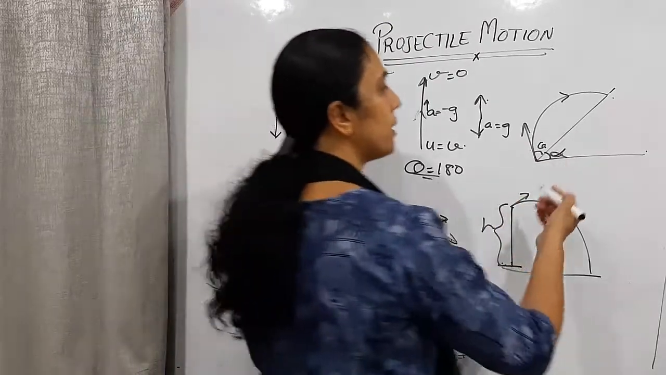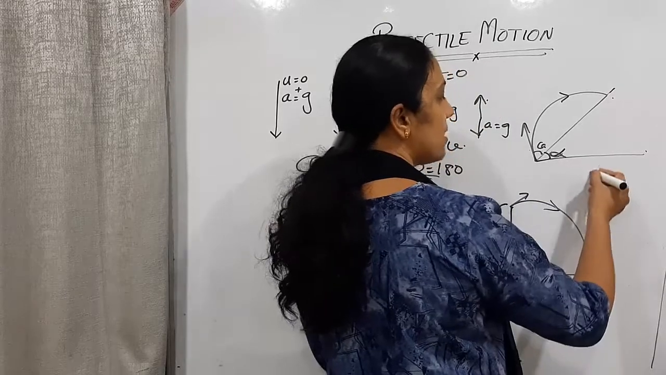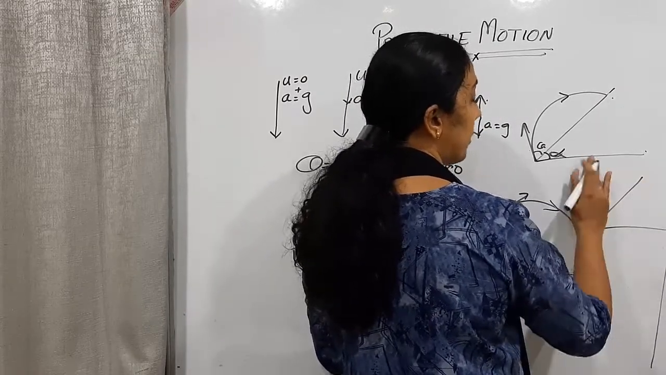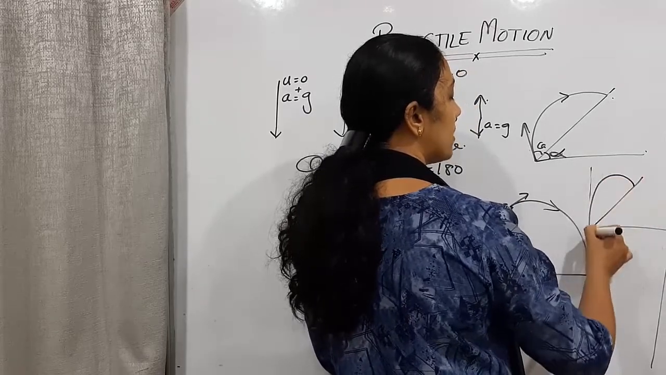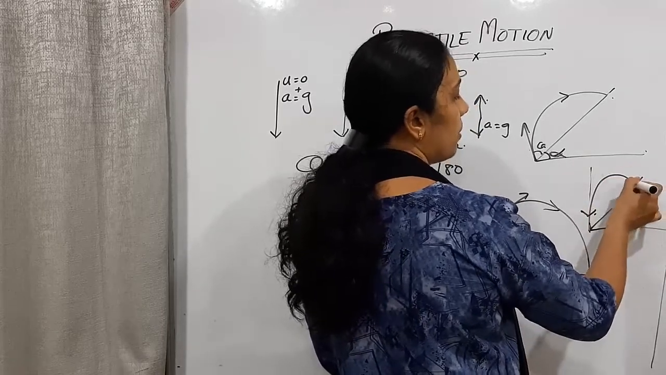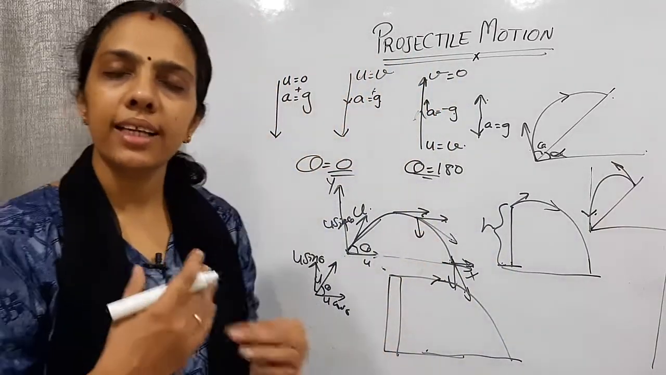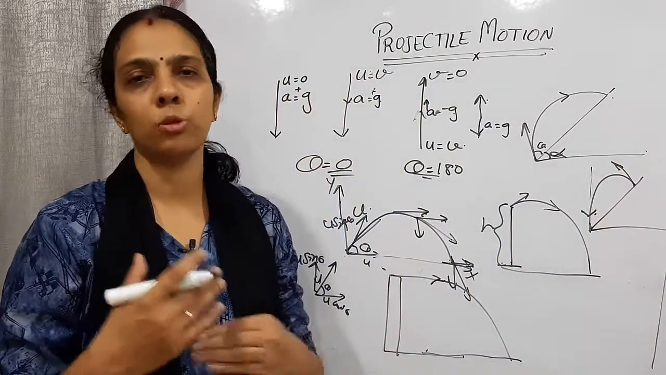Or the movement can be in the opposite direction. That means if I am considering an inclined plane and from here the object is coming in the downward direction, the velocity will be acting in this direction. So like this, different kinds of motions are there.